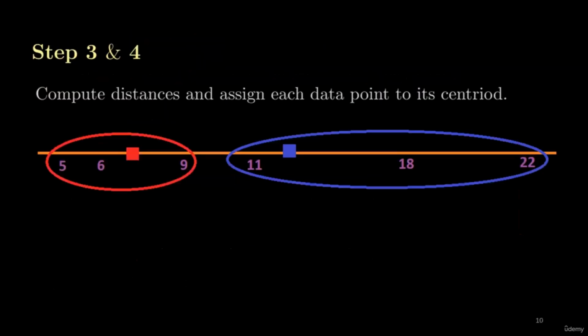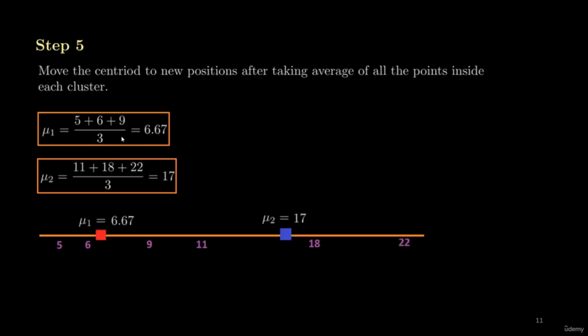Calculate the average of all the data points in a cluster. So what is the average of these 3 points? 5 plus 6 plus 9 divided by 3. And the average of the other 3 points will be 11 plus 18 plus 22 divided by 3. So here are the averages. Now the new position of centroid 1 is 6.7.